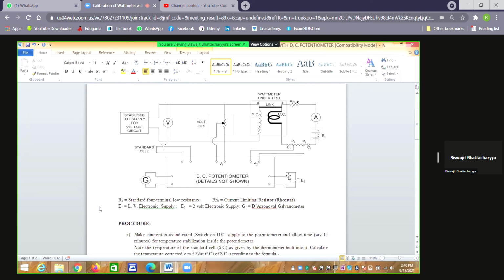Since it is drawing a very small amount of current, the terminals that handle low current will have a smaller size. That's why potential terminals have a smaller size, because they handle very low current. That is the first thing.